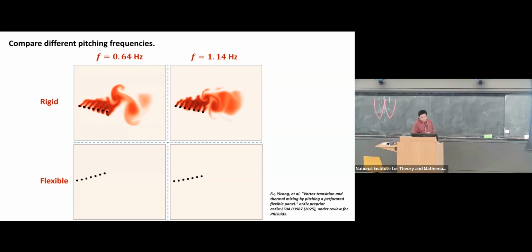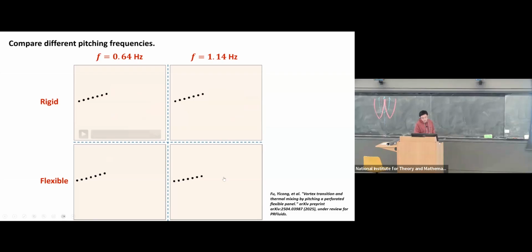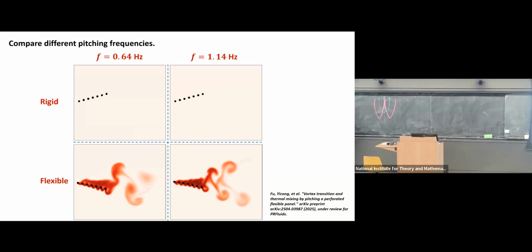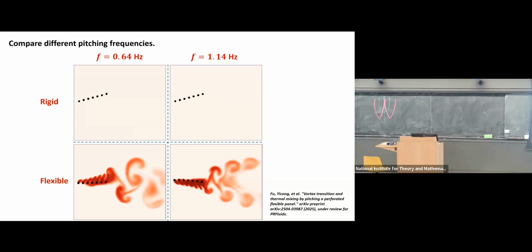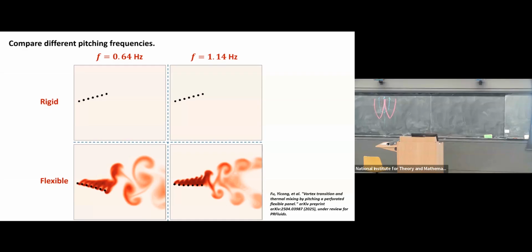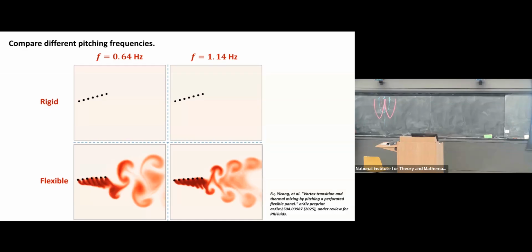However, if we have flexible cases, we are able to maintain this good mixing or transport result by changing the wake structures. So it transitions from that centered 2P wake into this bifurcating, diverging 2P wake.